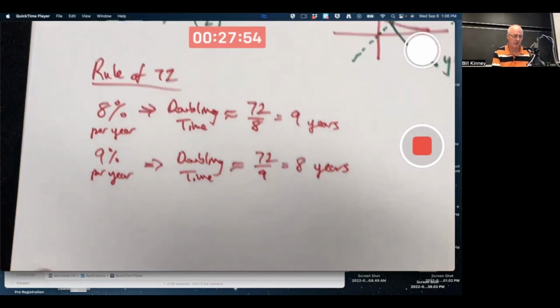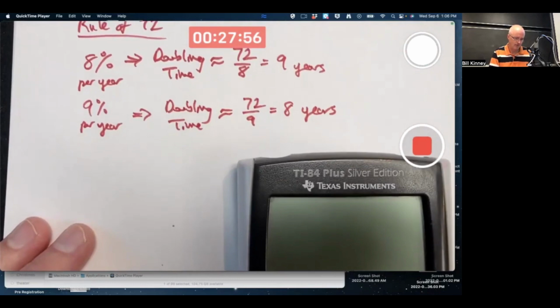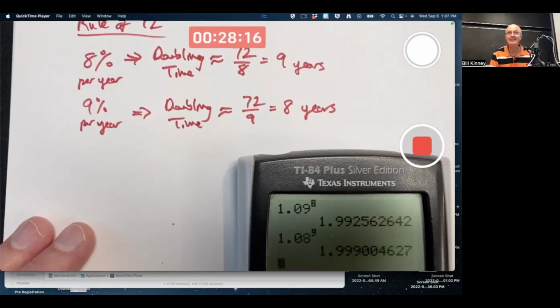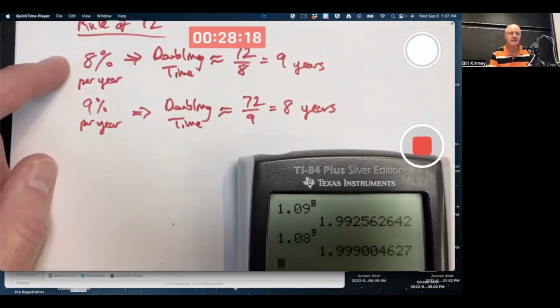You could confirm, for example, that 1.09, representing 9% growth per year, raised to the 8th power is close to 2. 1.99. 1.08 to the 9th power is also close to 2. 1.999. Yeah, actually the rule of 72 works the best when your interest rate is near 8%.